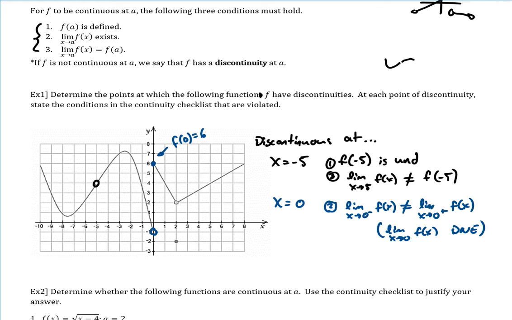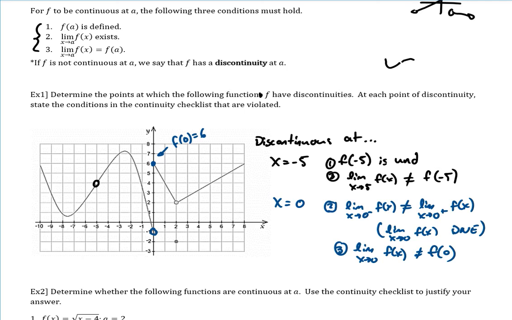So it fails number 2, and if it fails either 1 or 2, it automatically will not hold for number 3. Because I have a limit that does not exist, instantly the limit as x goes to 0 of f of x would not equal f of 0.